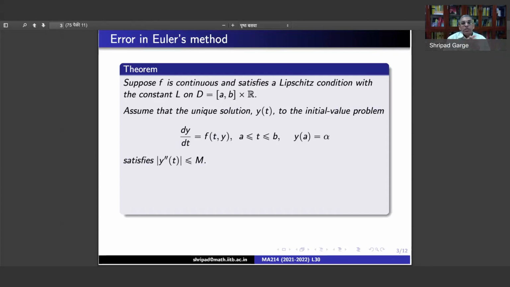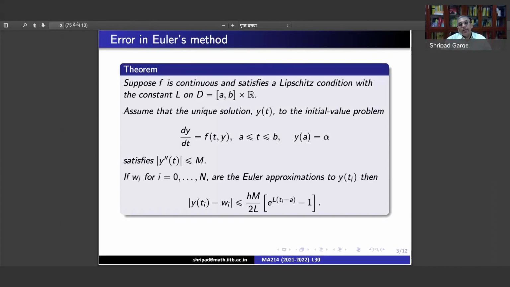So suppose this unique solution satisfies: the absolute value of y double prime is bounded above by capital M. This is what we assume. Then for these Euler approximations w_i, the difference of y_i and w_i is less than or equal to h, which is the step size, times capital M divided by 2L. L is this Lipschitz constant here.